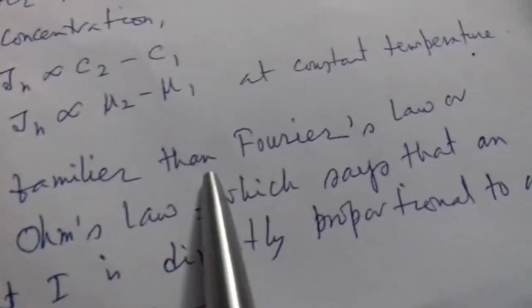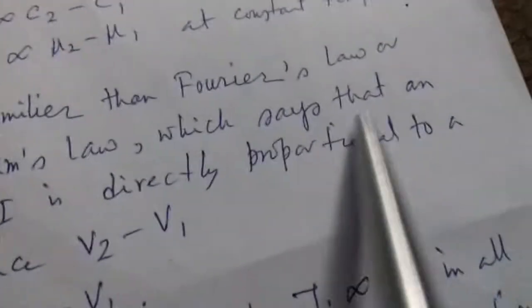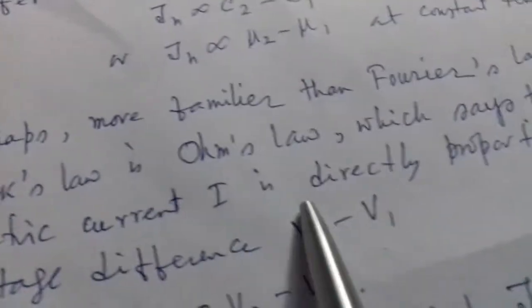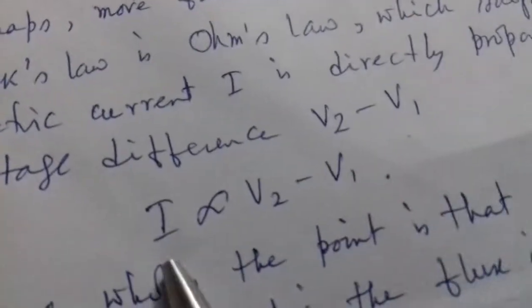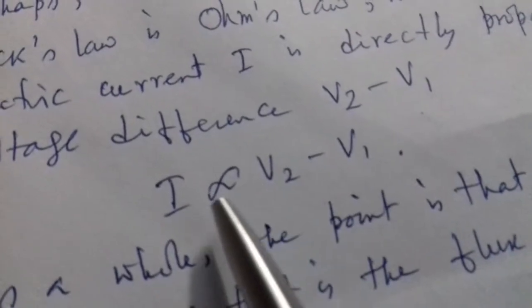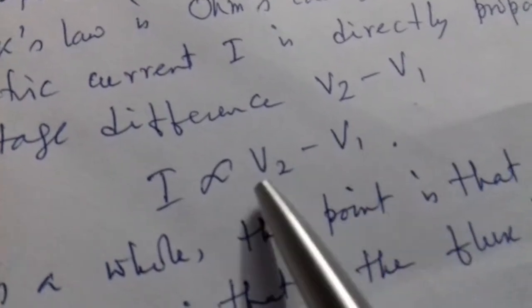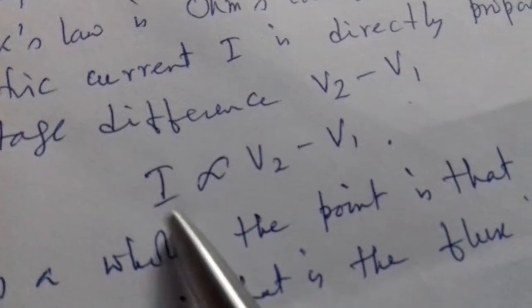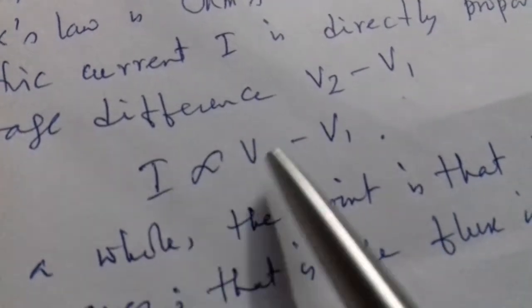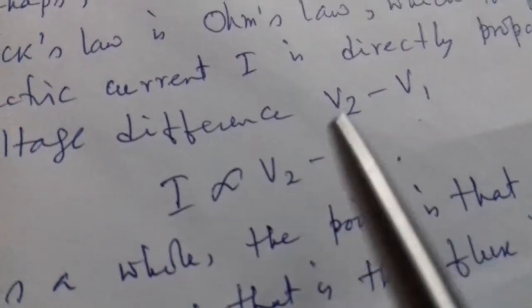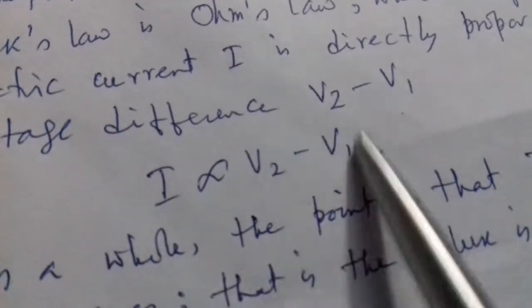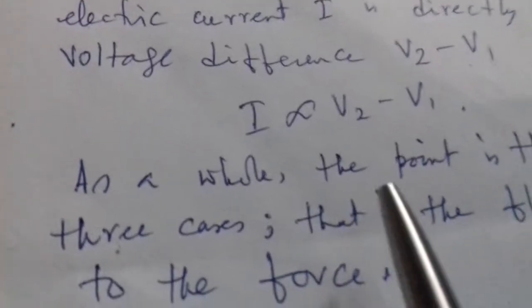Perhaps more familiar than Fourier's law or Fick's law is Ohm's law, which says that an electric current I is directly proportional to a voltage difference V2 minus V1. So I is proportional to V2 minus V1. Once again, this V2 minus V1 is the force of electrical conduction. So I, the electricity conducted, is proportional to the force of electrical conduction, and the power on this is just 1, so that is directly proportional. So the relationship is linear.